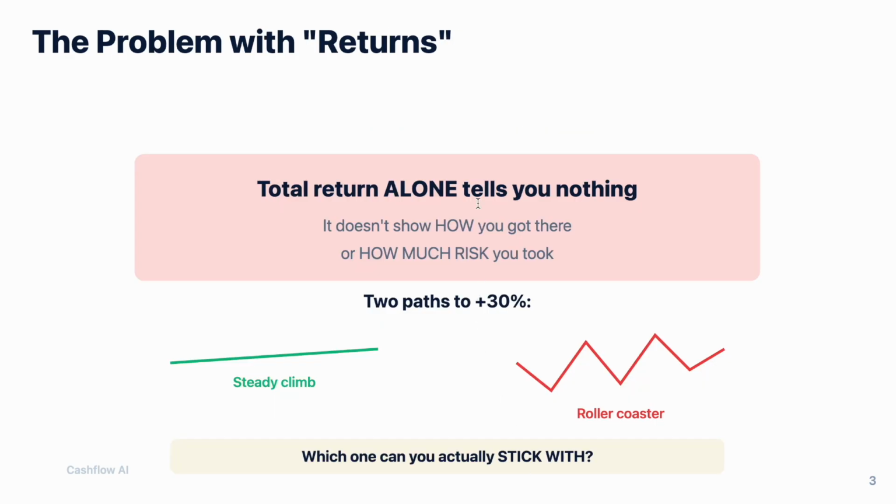The problem with returns is, like I said, just looking at the returns alone tells you nothing. It doesn't show you how much risk you took to get there, or how you got there. Again, would you rather have a steady climb from point A to point B, as opposed to a roller coaster, up and down, extreme, volatile nightmare? Which one would you rather stick with? Obviously, the steady climb is going to be much better for you.